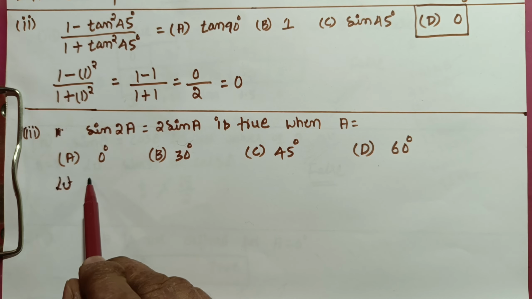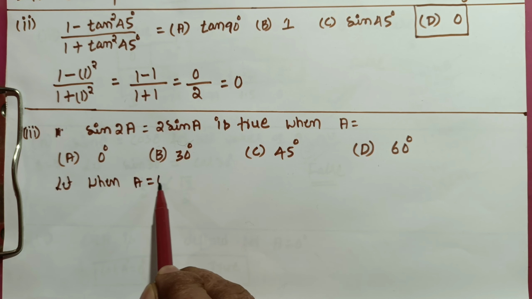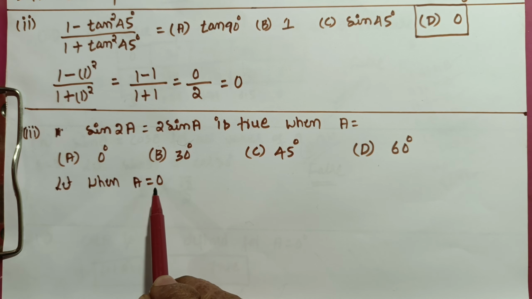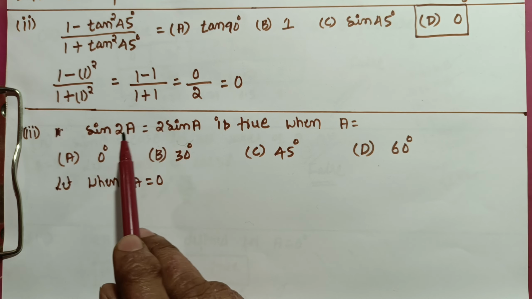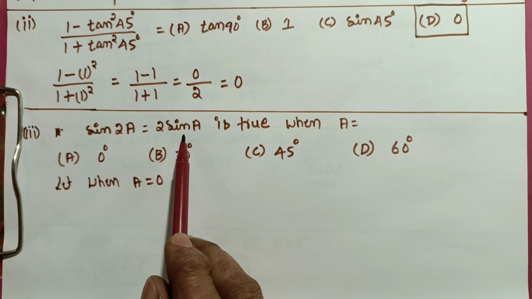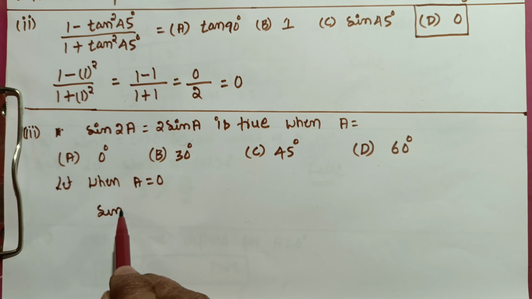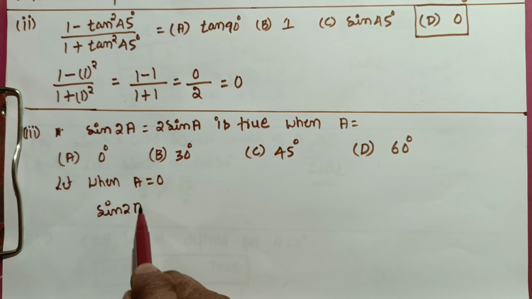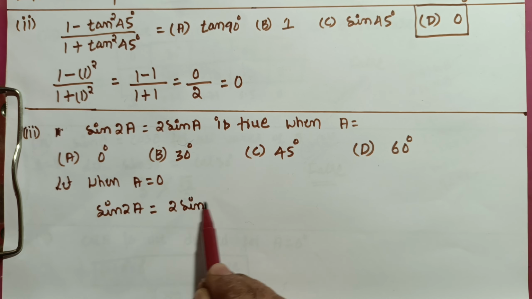I will take when A is equal to 0. It means that in place of A, I will substitute 0. Then I will simplify. Let me see the LHS of the equation. Is it equal to the RHS of the equation? Okay, now I will write the equation. Sin 2A equal to 2 sin A.